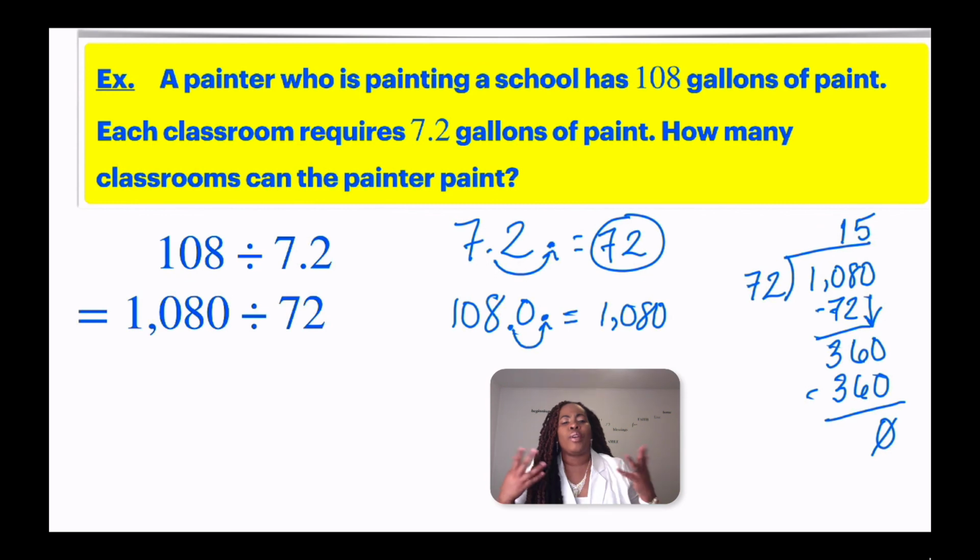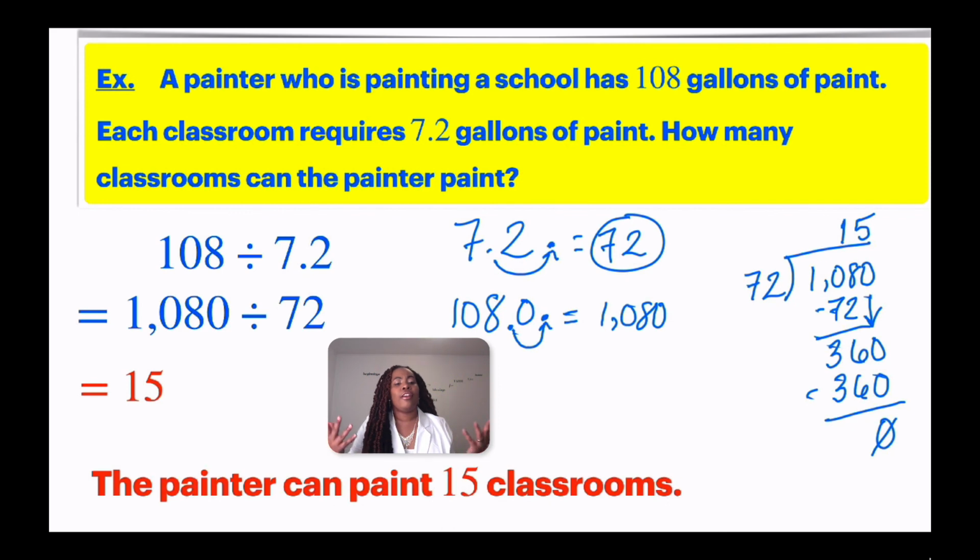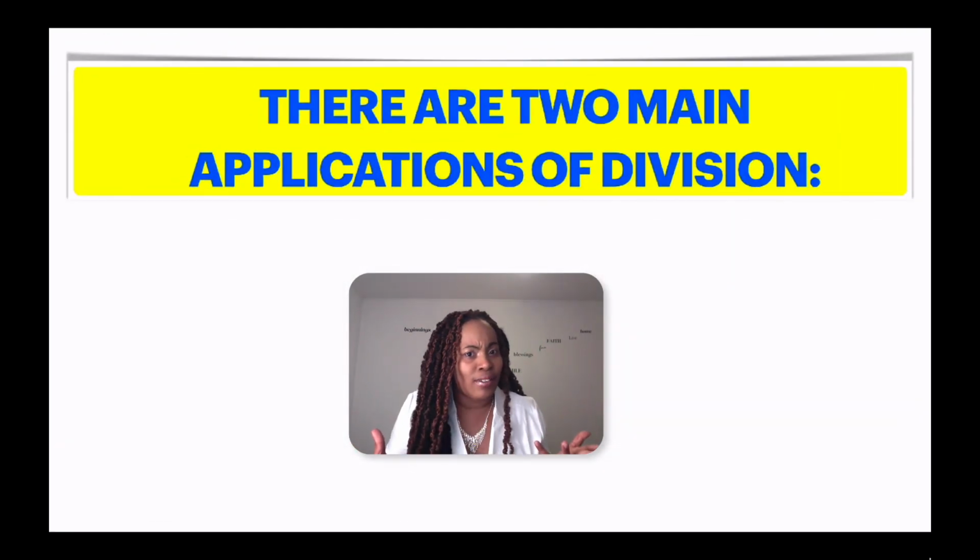Now, how many times does 72 go into 360? I happen to know that that's actually 5 times. And 5 times 72 is actually 360. And we are left with no remainder. So guys, it turns out that if we were to rewrite that as 1,080 divided by 72, then once you go ahead and divide as usual, you end up with 15. So again, we want to make sure that we answer this question in English. How many classrooms can the painter paint? Well, my esteemed colleagues, to answer the question in English, the painter can paint 15 classrooms.